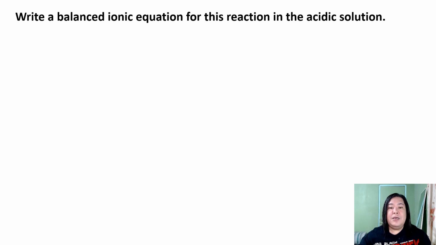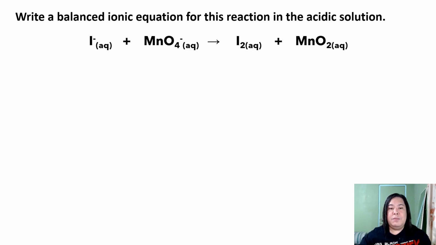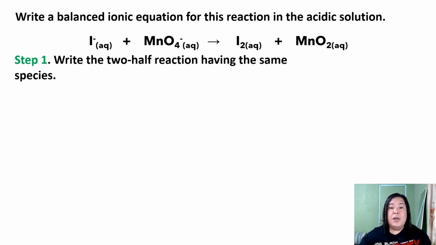Write the balanced ionic equation for this reaction in the acidic solution. Take note that it is in the acidic solution. I have here the example: aqueous iodide ion reacts with permanganate ion that yields molecular iodine in the aqueous form and manganese dioxide in the aqueous form. For step one, write the two half reactions having the same species.